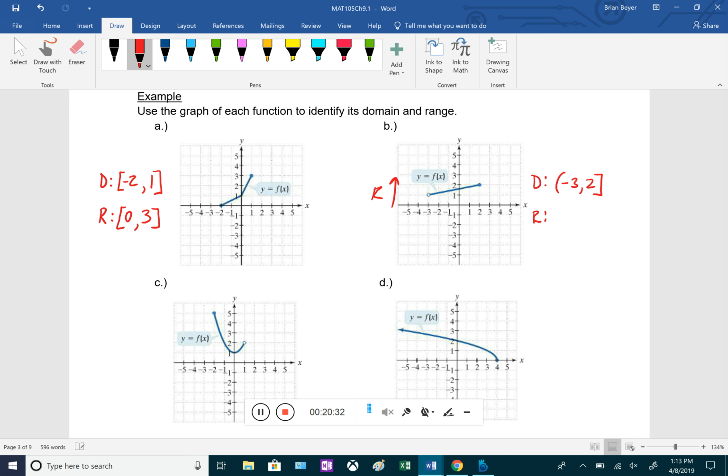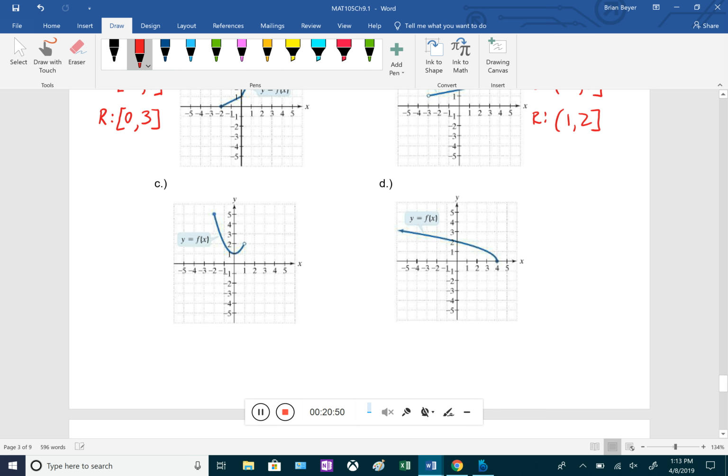And now for the range, bottom to top. So it starts existing right here at 1, and then it goes up to 2 right up here. So that's going to be from 1 to 2, where we are not including the 1 because it was an open circle.